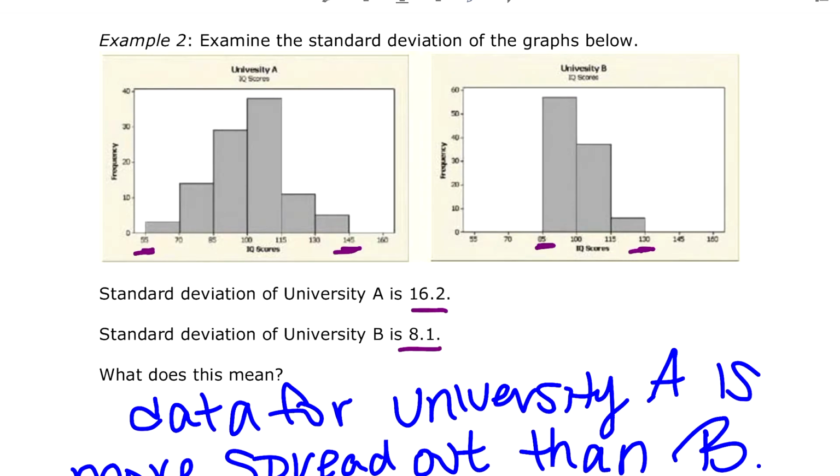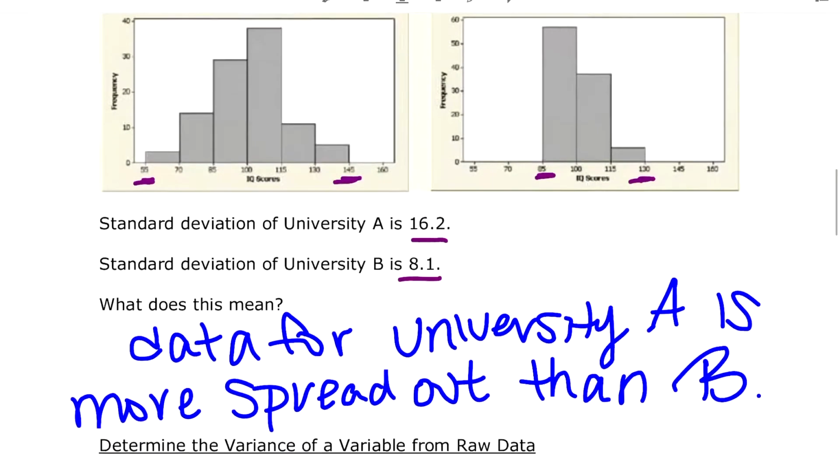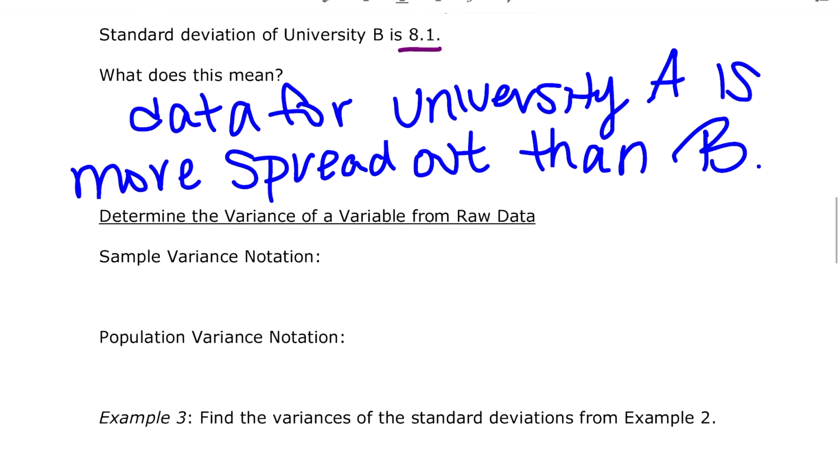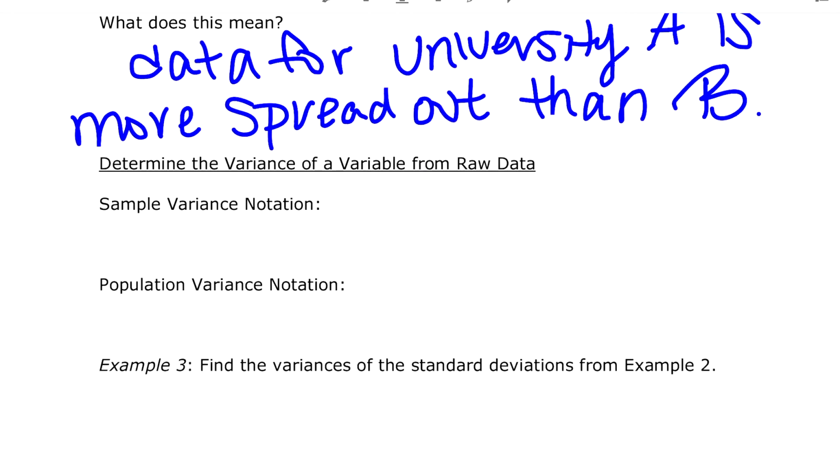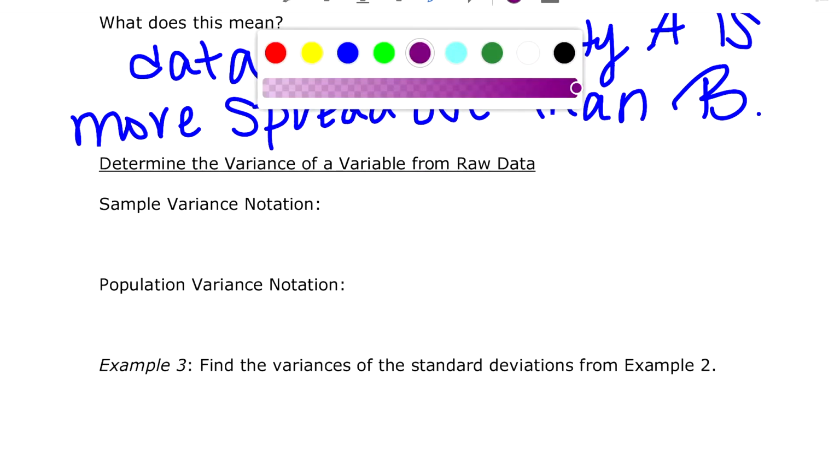University B has a much smaller range than University A, and that's reflected in their standard deviations. So that is what we're seeing when we're looking at the differences between standard deviations of our data set. So now another measure of spread that we have is the variance. So the variance, we're not going to look at the equation for it. I'm just going to give you guys the notation.